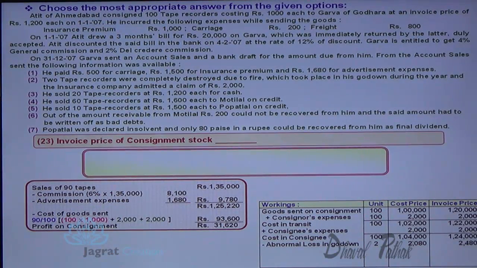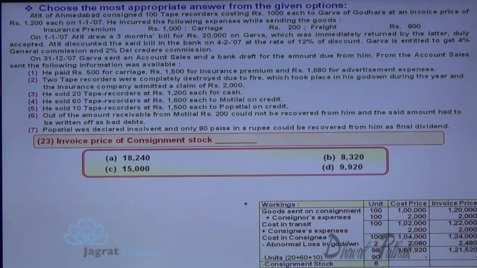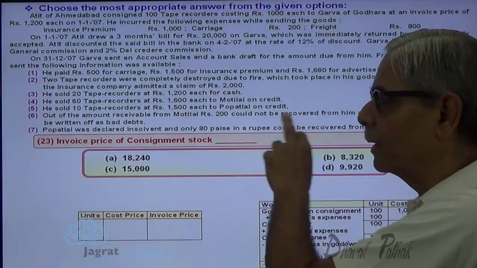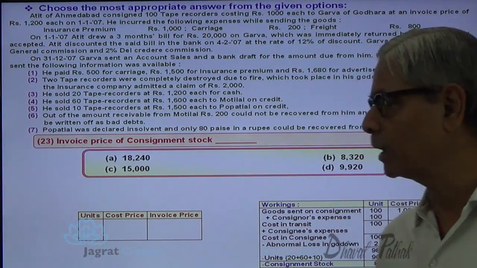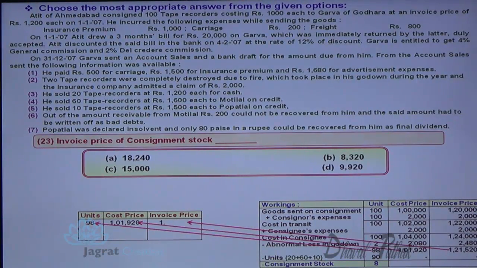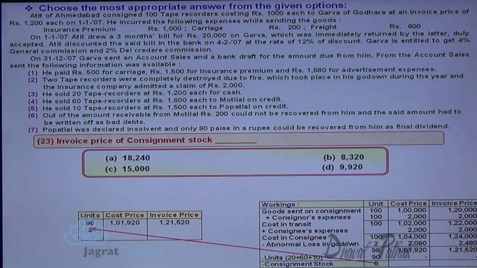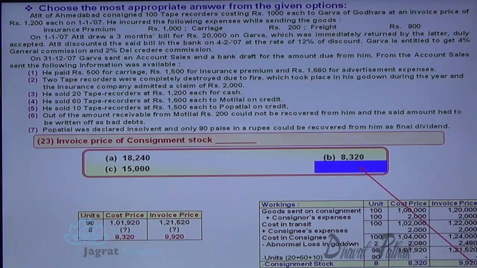Now, invoice price of the consignment stock. These are the options given to you. 98 units were available for sale, out of which 90 units are already sold. So the consignment stock is of 8 tape recorders. What is the invoice price of 8 tape recorders? Cost price and invoice price I already worked out in my working note. For 98 units the invoice price is 1,21,520. How much for 8 units? 9,920 is the invoice price of 8 units. So option D is the correct answer.